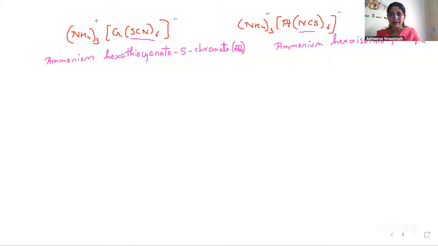And platinate. Platinate. And the charge here is 4. I can write it like this, or I can write it as ammonium hexa. Instead of writing iso, I will write thiocyaneto. Please don't get confused.